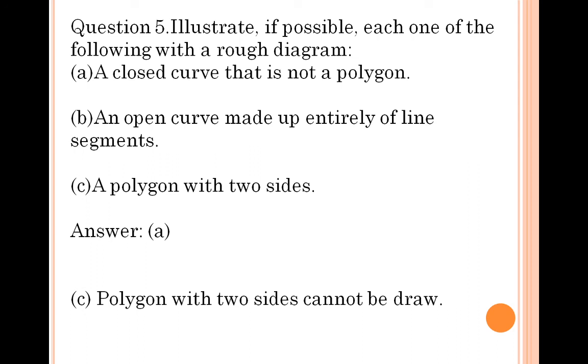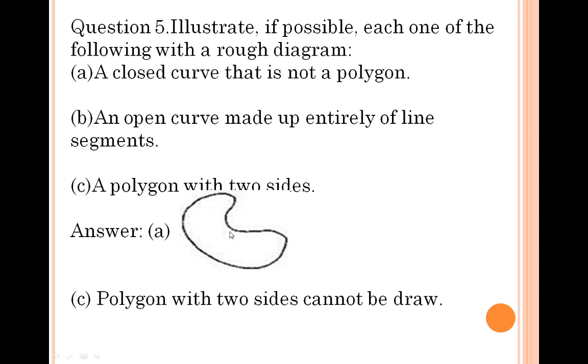Now we will see how we can draw a closed curve that is not a polygon. So look at here. Polygon means they have sides, but look at here. These are curves. It is not a sharp line, and the beginning point and the end point are the same. So this is a closed curve that is not a polygon.